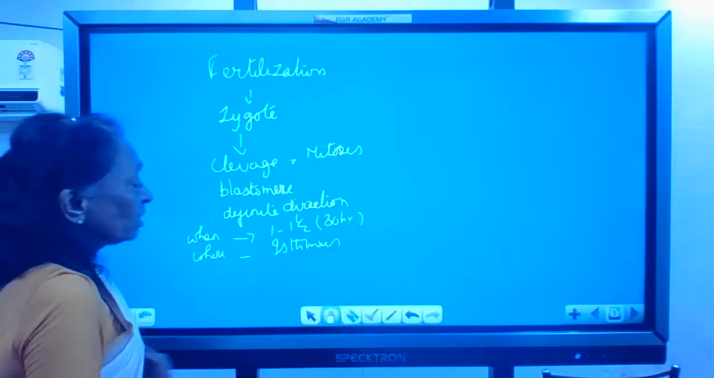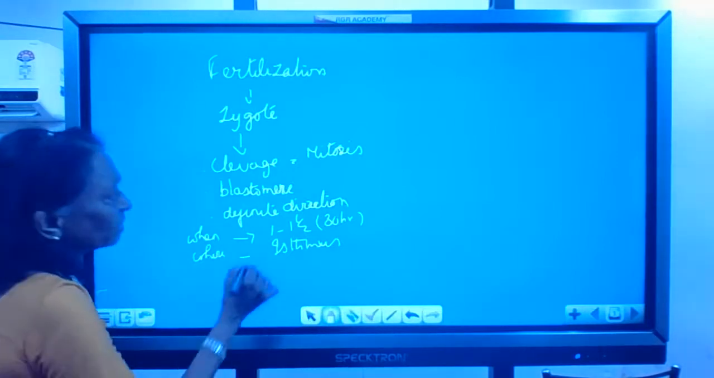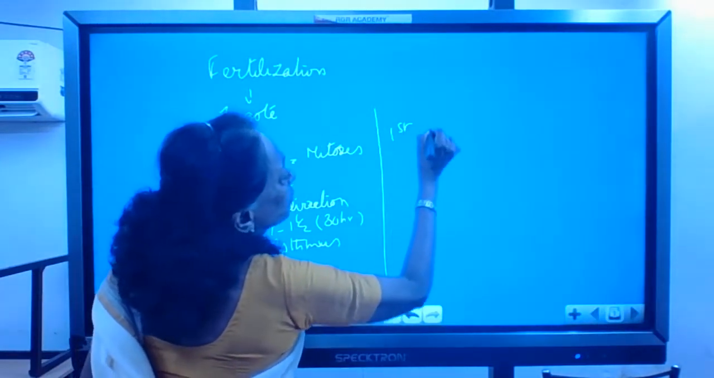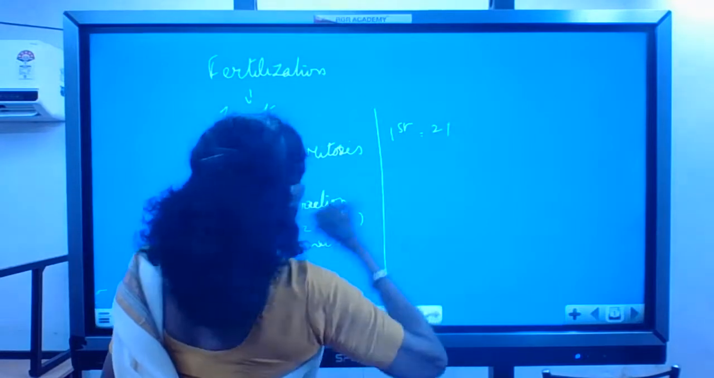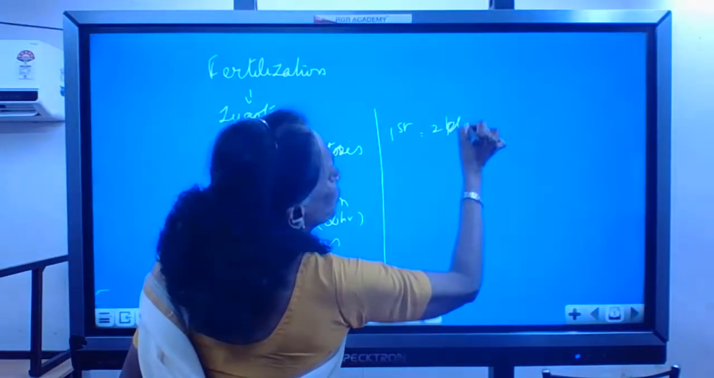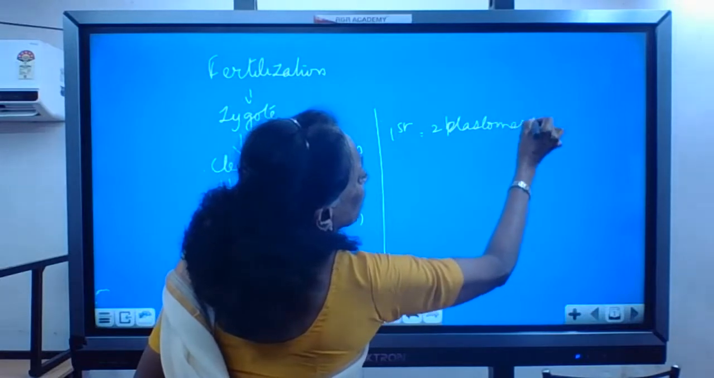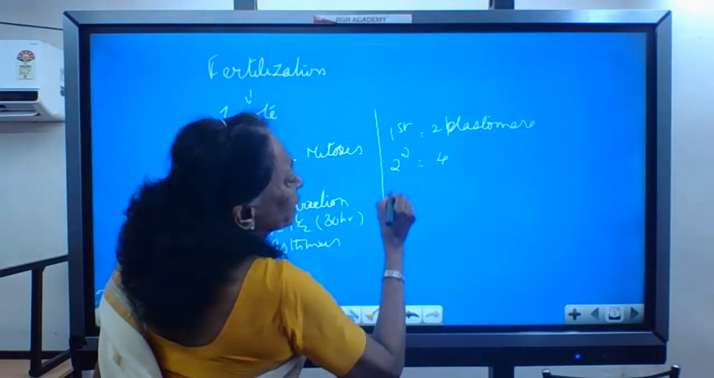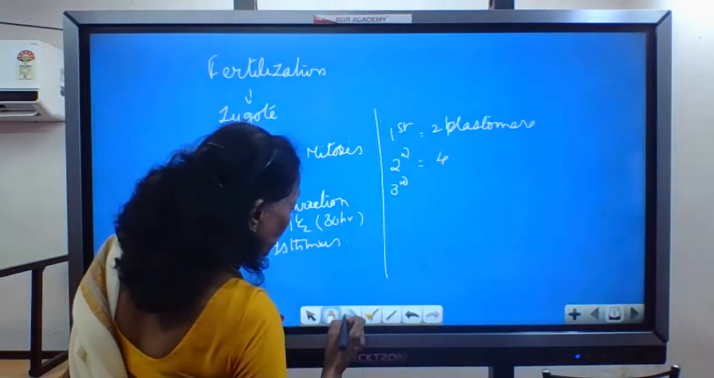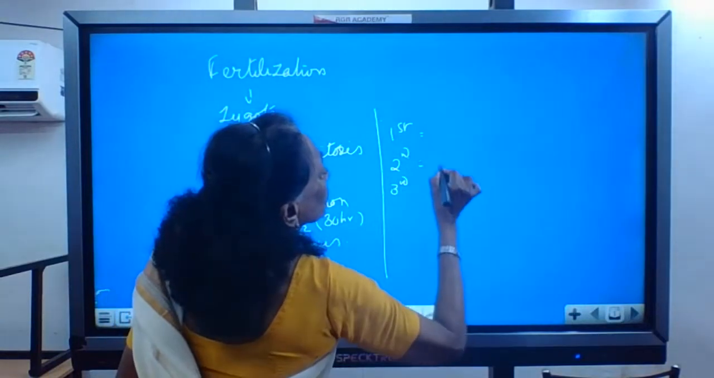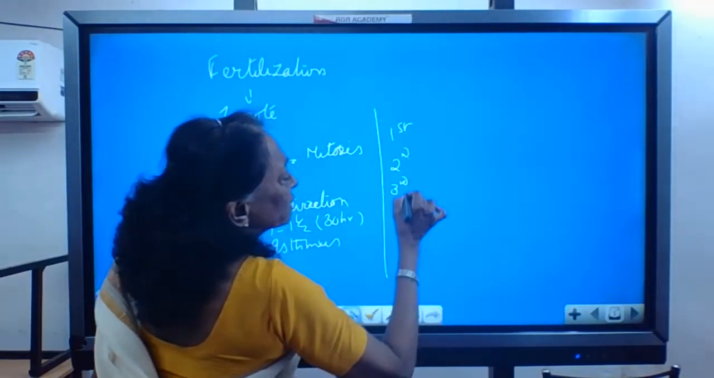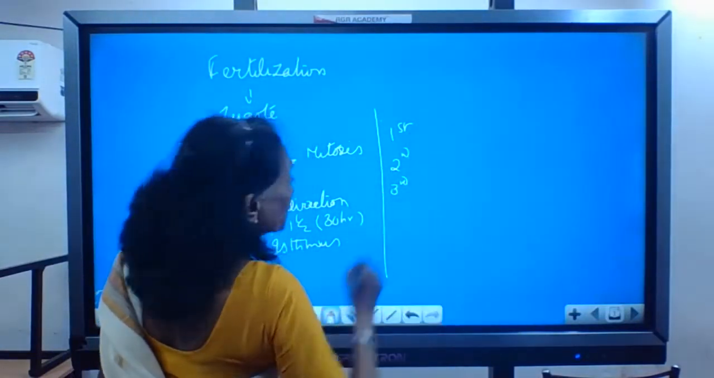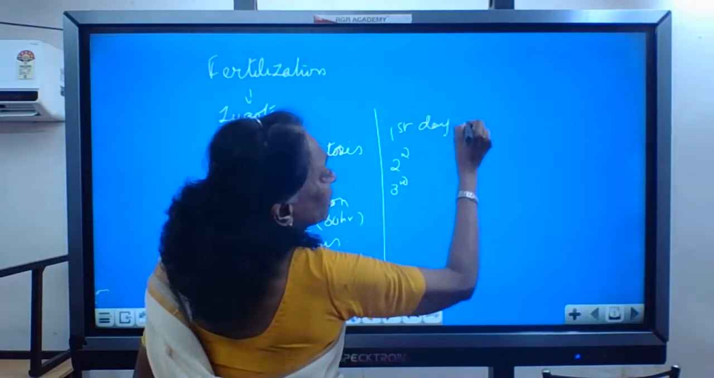Now the number of divisions. The first day, you will have the blastula: 2 blastomeres. Now the second day it will go to 4. Note this is day, it's not a month. Because we will see the development of the embryo in months, you should not muddle the first, second, third. This is the first day after fertilization, when the division begins, there will be 2 pieces.